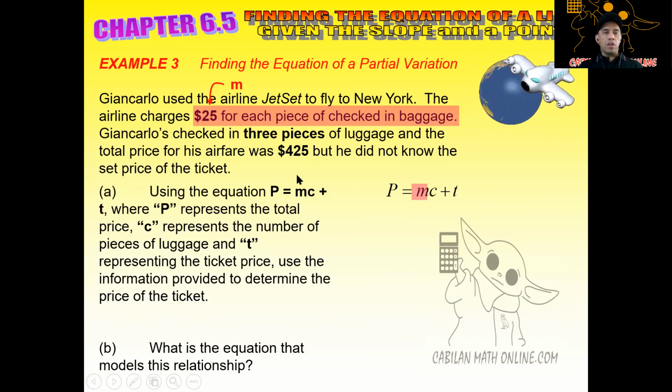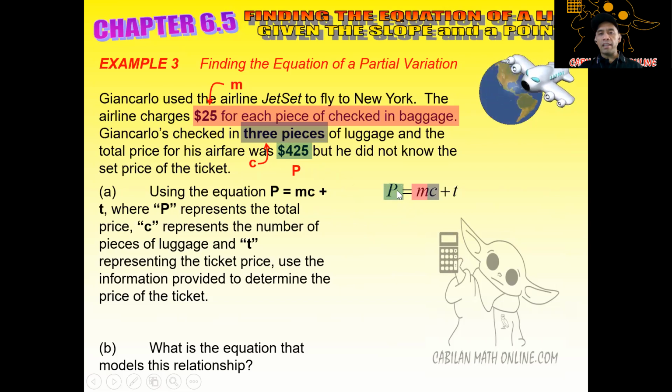Next, Giancarlo checked in 3 pieces of luggage. It tells us in the question that C represents the number of pieces of luggage, so this 3 is going to go in for the C. Highlight that. Last number: we found out his total price was $425. If you read the rest of the question, it tells us that P represents the total price, so this 425 is going to go in for the P.